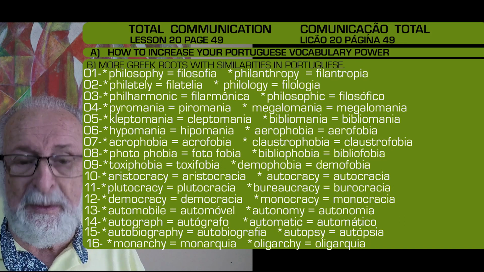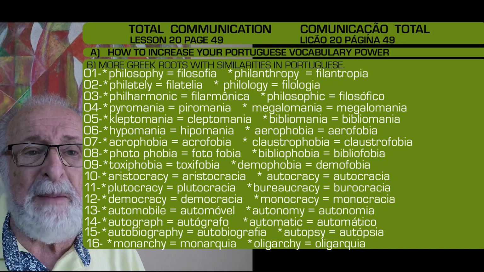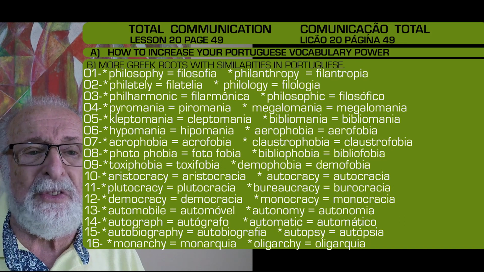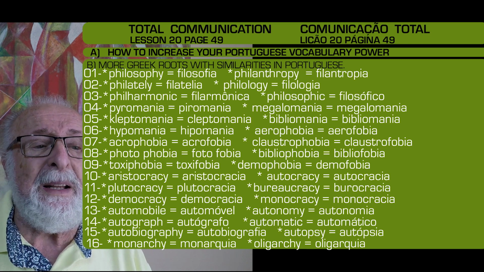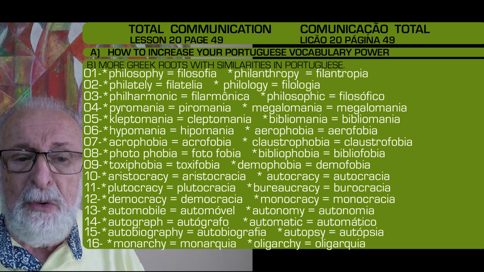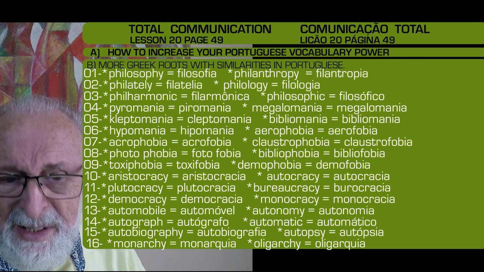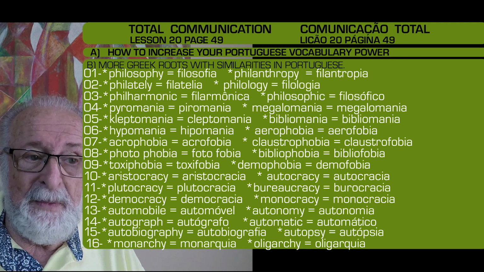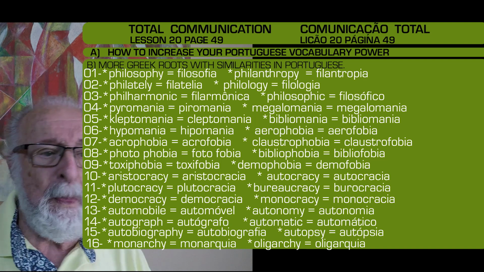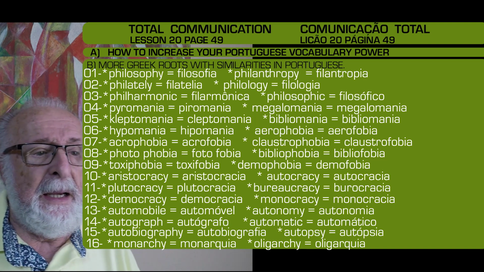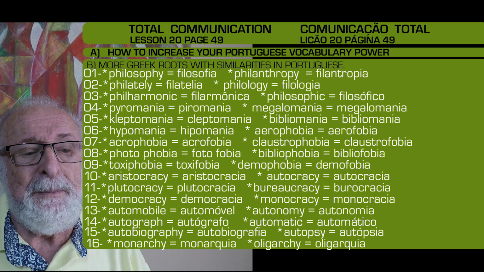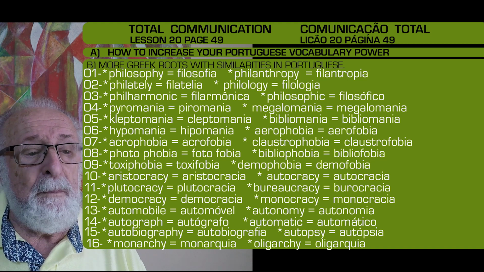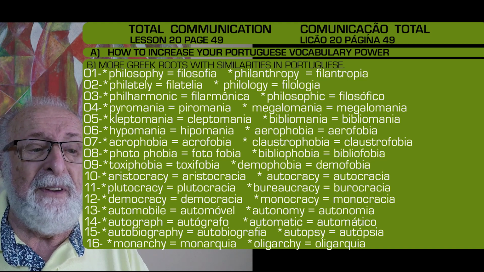In our next page, we're going to see some Greek roots. Okay, we're going to see more Greek roots with similarities in Portuguese. There are many others. Okay, all right. Let's see in line 1 some roots like phil or philo.